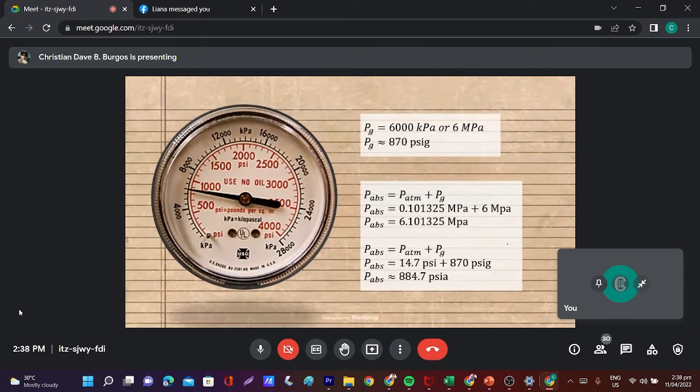Sa PSIA po, mag-add din po tayo ng 1 ATM po, which kapag kinonvert natin ay 14.7 PSI po. Atmospheric po, 14.7 PSI.